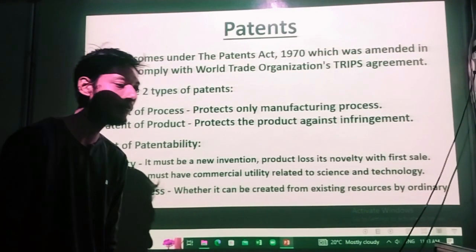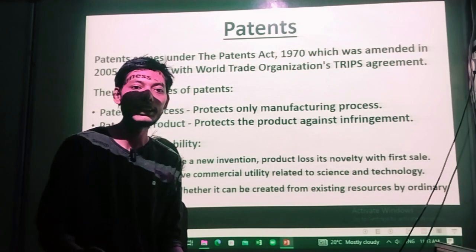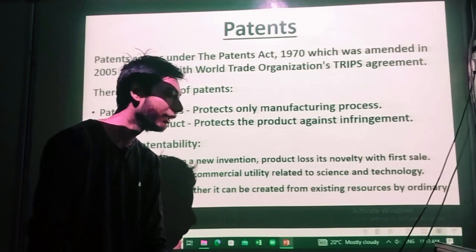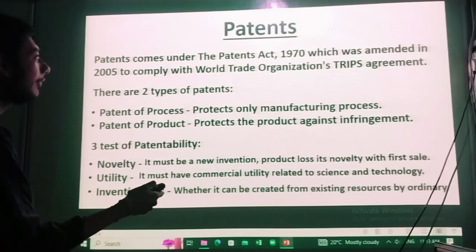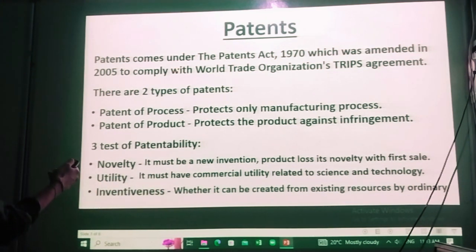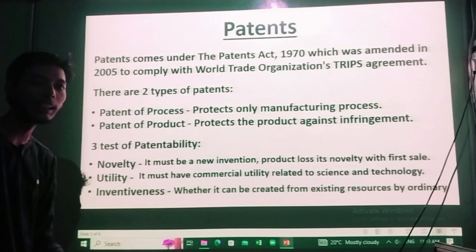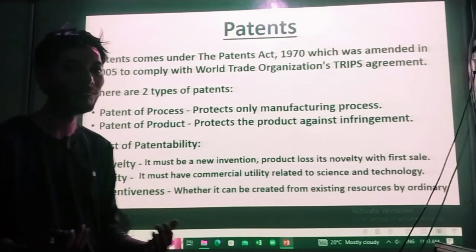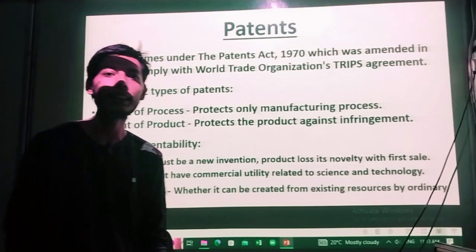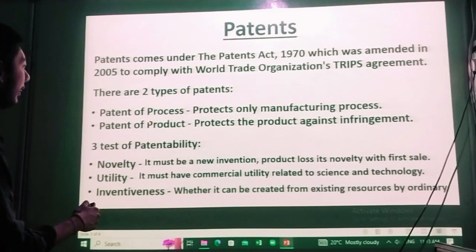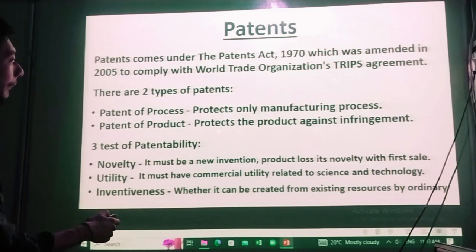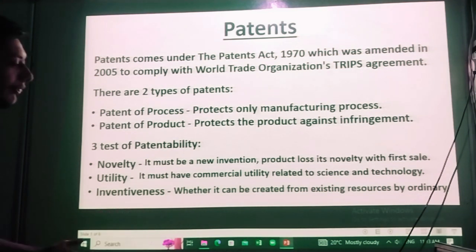In patents, patents are given to a scientific product, and it comes under the Patent Act 1970, which was later amended in 2005 to comply with World Trade Organization's TRIPS agreement. Now there are two types of patents: patent of product and patent of process. Patent of product protects the product against infringement.